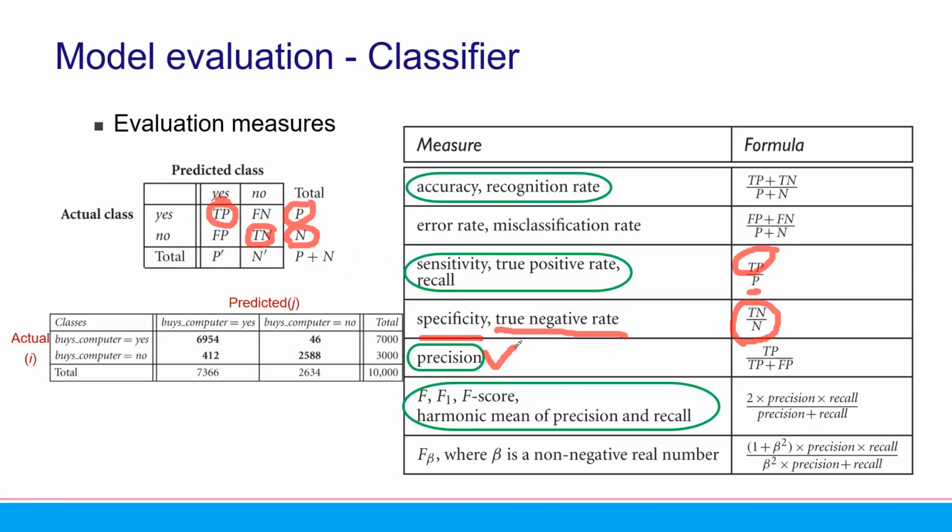Or we can also have the precision. We want to know whether the model is precise or not. So we can do it with the TP divided by the TP plus FP. Or we can do it with the TP divided by P prime.